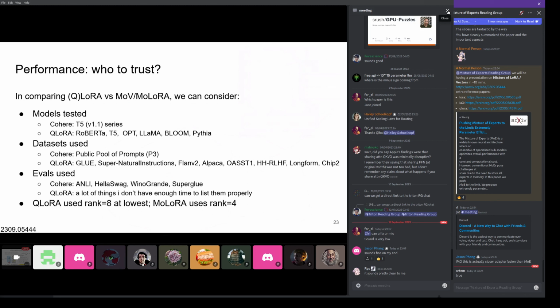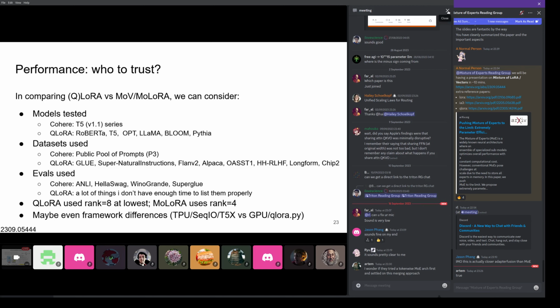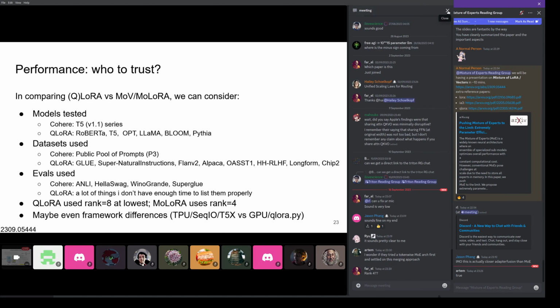And finally, QLoRA tested a series of different ranks from 8 to 16 to 32 to 64. The mixture of LoRA, as used in this paper, used rank 4 and did not report any other results. And there might even be framework differences between the two papers, because this paper from Cohere was implemented with TPUs on T5X. The QLoRA paper was implemented with GPUs on PyTorch.